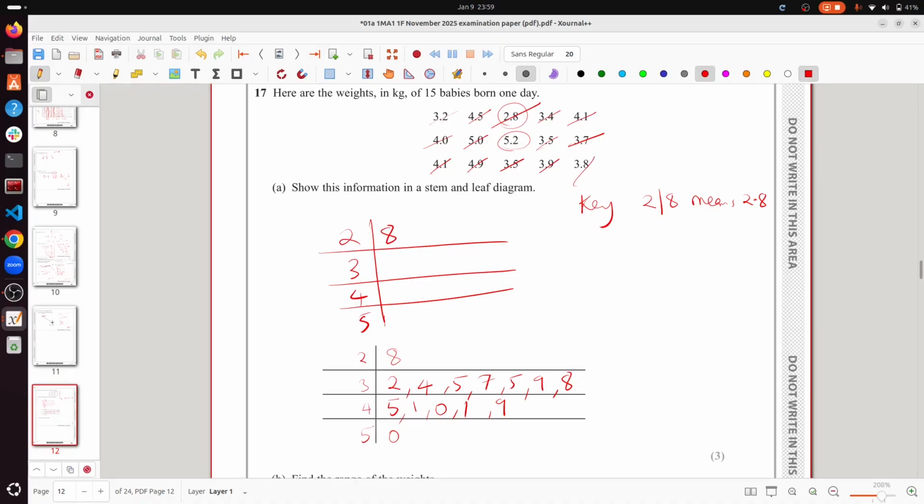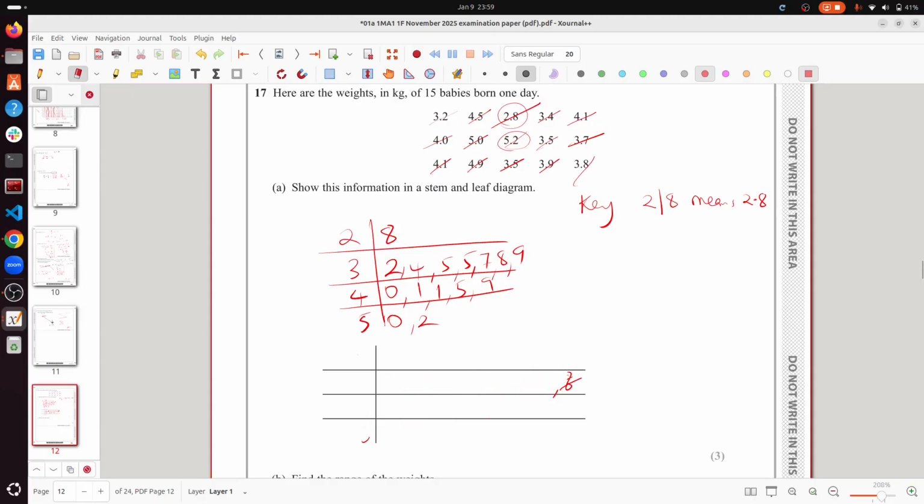For 3, we can see that 2 comes first, 4 comes second, 5 and 5 comes next, 7 comes next, 8 and then 9. So I've done everything there. Next one, 4, 0 comes first. We have the 2 ones, we have 5, we have 9. And for 5, we have 0, and I almost missed my 2. So that is the correct stem and leaf.